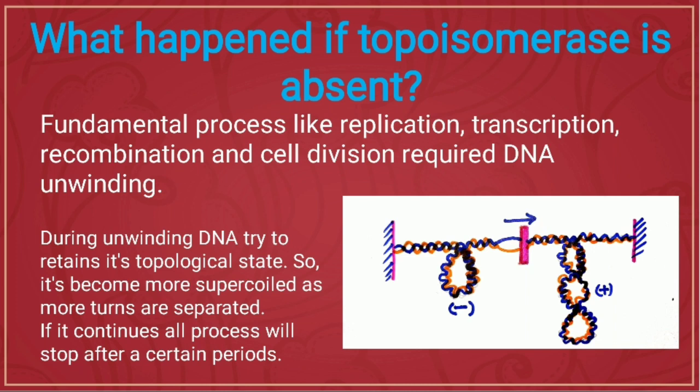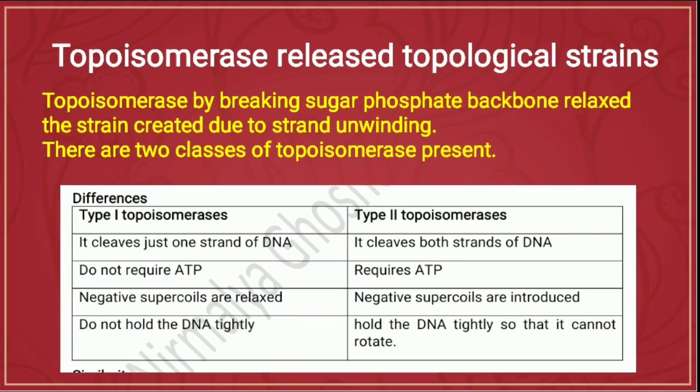The two strands are separated in order to initiate replication, transcription, recombination, and cell division. When strands are separated, topological strain is introduced that makes more coiled structure ahead. And if this continues for a longer duration, the process will stop. To solve this problem, cells use topoisomerase, or in short called topo. They break open the sugar phosphate backbone and rotate it and then reseal it to remove the topological strain.